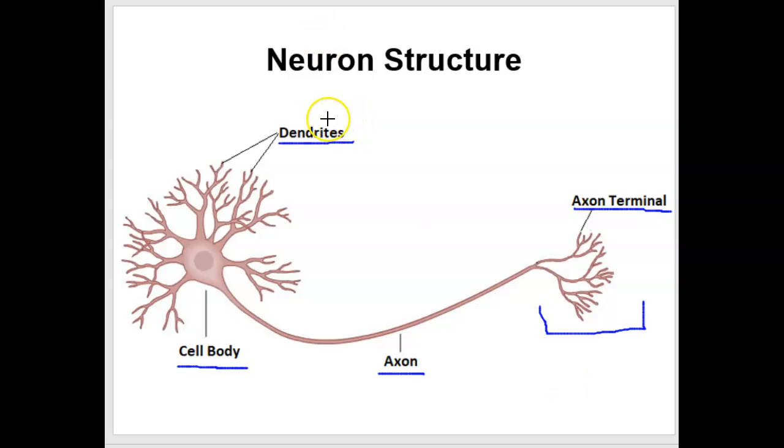Now, it's not always the case that dendrites are short and axons are long. The way that we tell the difference between a dendrite and an axon has to do with which way an electrical signal is traveling. So a dendrite is always carrying the electrical signal towards the cell body. And an axon is always carrying an electrical signal away from the cell body. And we'll see various types of neurons when we study the nervous system.